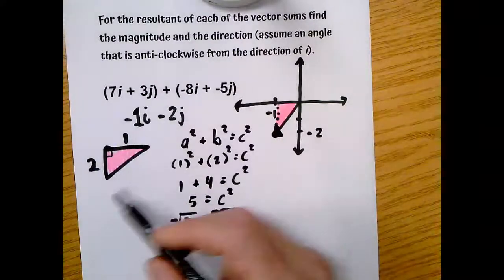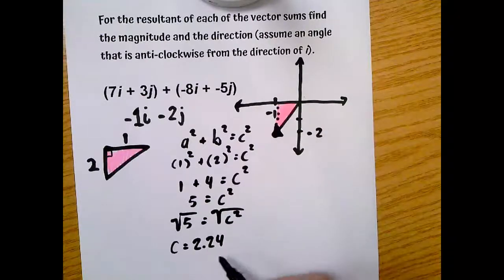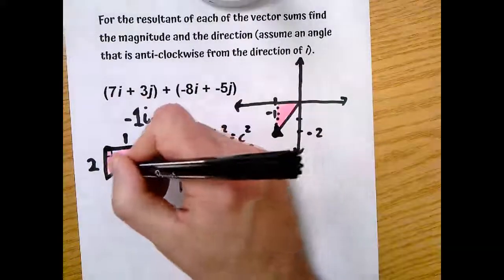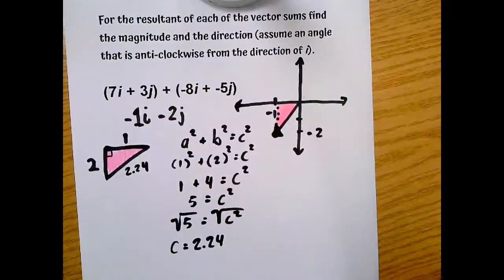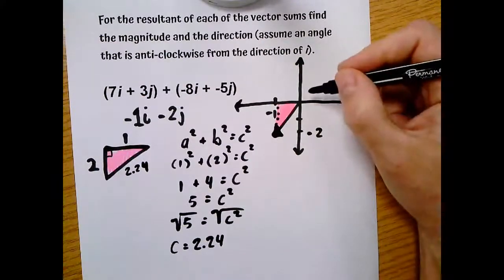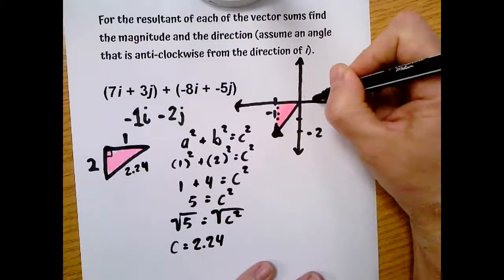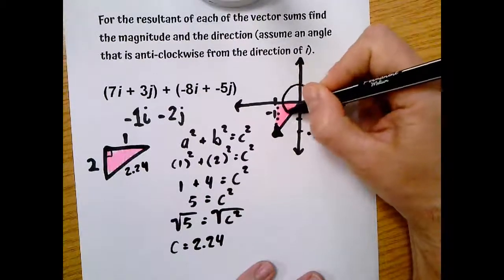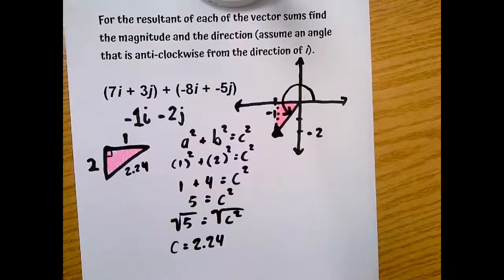Okay, so right here, that magnitude is of a strength of 2.24, and that's also our hypotenuse, right? 2.24. Great, there is our magnitude. So now we've got to find this direction, okay? And it says here we're traveling anti-clockwise from the direction I. So for here, we're going to come all the way around to there, okay? So that's what we're trying to do. That's the angle we're trying to find.